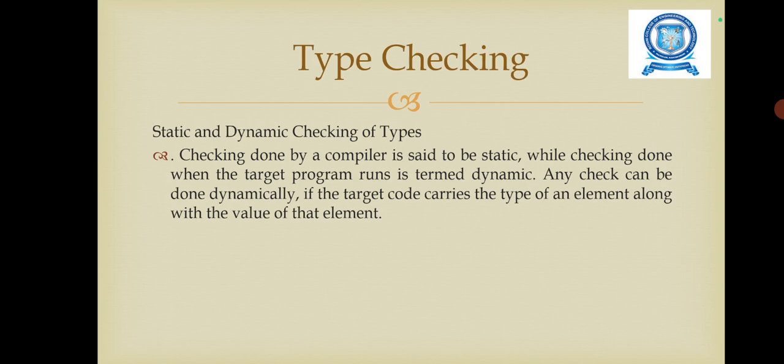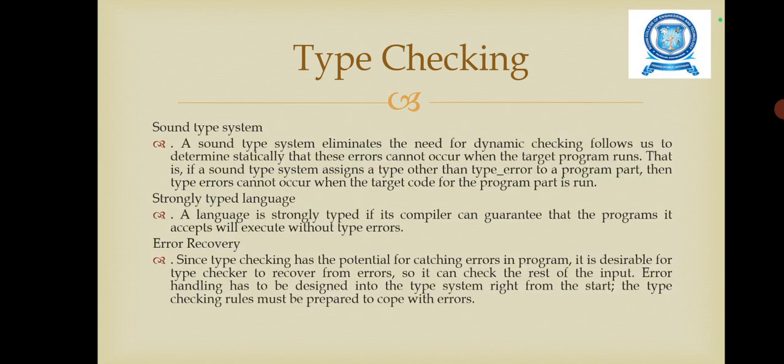Checking done by a compiler is said to be static, while checking done when the target program runs is termed dynamic. Any check can be done dynamically if the target code carries the type of an element along with the value of the element. The next one is the sound type system. A sound type system eliminates the need for dynamic checking for type errors, as it allows us to determine statically that these errors cannot occur when the target program runs.